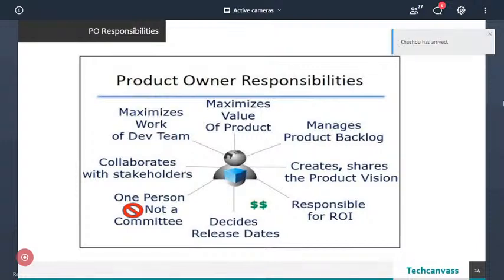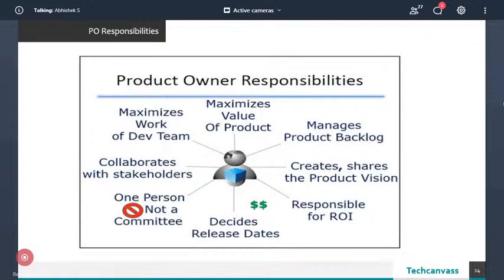And of course, you're maximizing the work for the dev team. So you're collaborating with the dev team to ensure that they have everything clarified and the requirements are clear enough. You collaborate with your stakeholders, your customers, or your end users, to ensure that the requirements are all captured correctly and the customer needs are all taken into consideration.